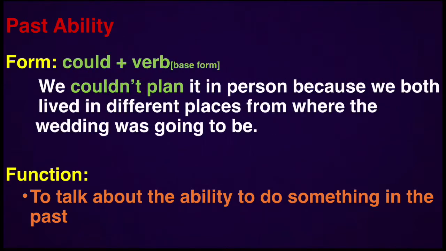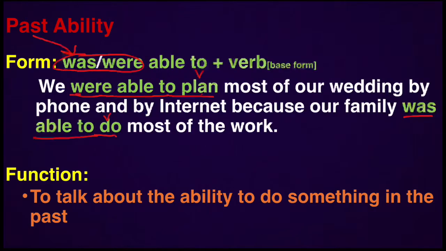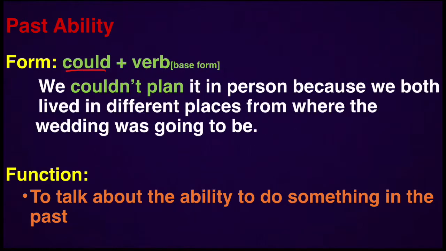We can also use the modal verb could to talk about past ability, but I think was and were able to is probably more common. So with could, we use could plus, again, the base form of the verb. With all of these modal forms, we're going to be using the base form of the verb. So, for example, we couldn't plan the wedding in person because we both lived in different places from where the wedding was going to be. So couldn't plan is talking about our ability to not do something in the past. We didn't have the ability to do it. That's why it's negative here. So we talk about the ability to do something in the past, but I'm making it negative in this sentence because we didn't have that ability.